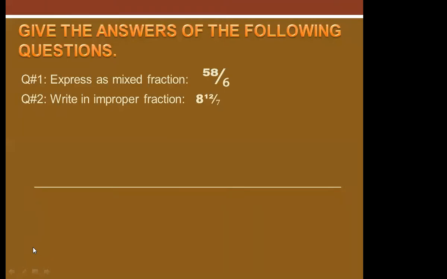Anyone else? Umar Salman, your answer is right. Miram Wakar, you are right. Okay, I can understand. GM Shahid, 68 upon 7 is the right answer. So the right answer is 68 upon 7. Now moving on to the next one.